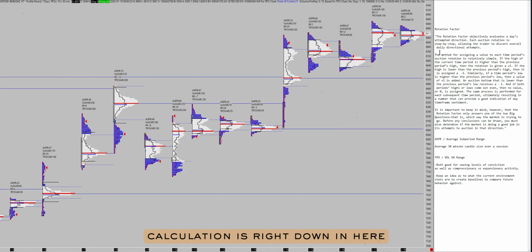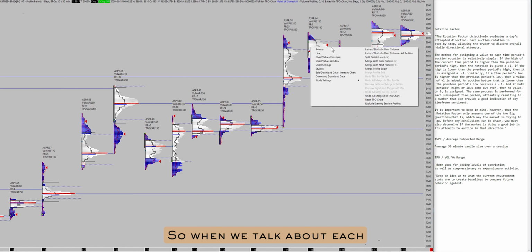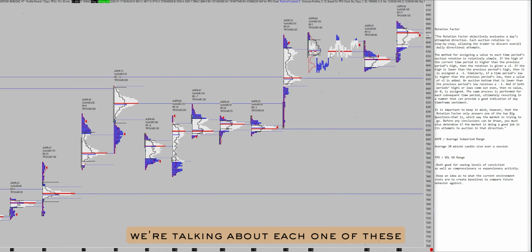All right, so this calculation is right down in here. The method for assigning a value to each time period's auction rotation is relatively simple. When we talk about each auction rotation, we're talking about each one of these single 30-minute candles, so 30-minute bars, 30-minute TPO columns. If the high of the current time period is higher than the previous period's high, okay, so if we have something like this where we're looking at one next to the other, we have 4 in a row where we have increasing highs, if this is higher than the previous high, then that rotation is given a positive 1. If the high is lower than the previous period's high, then it is assigned a negative 1.